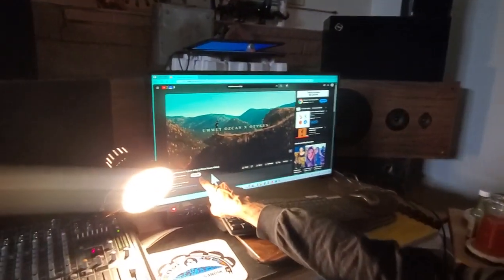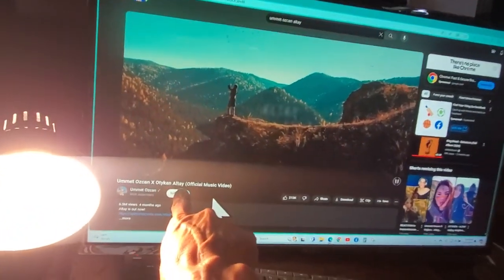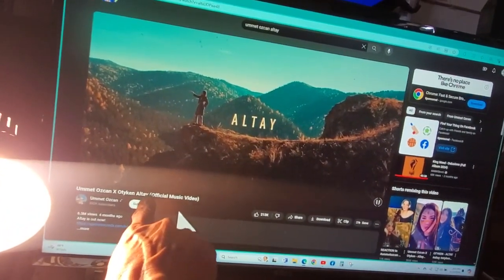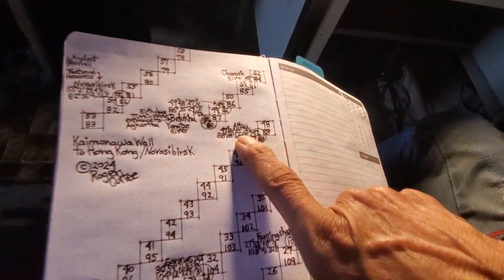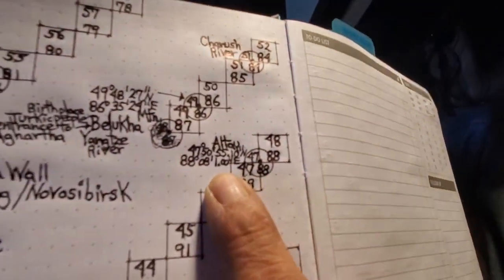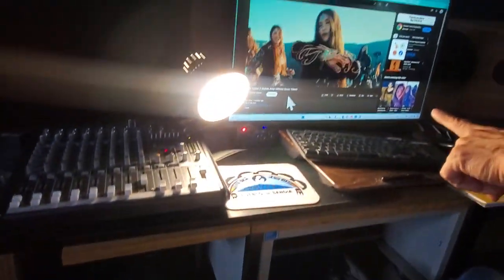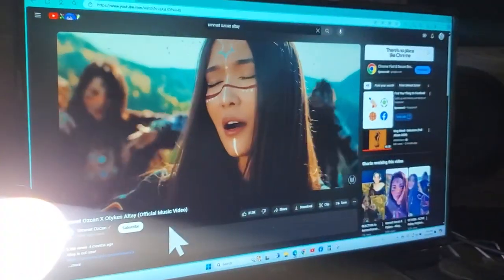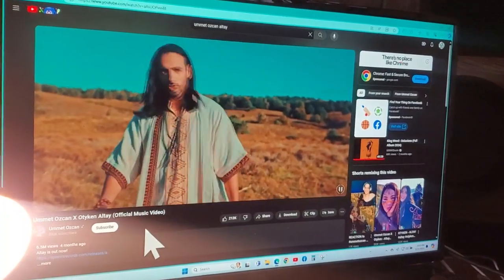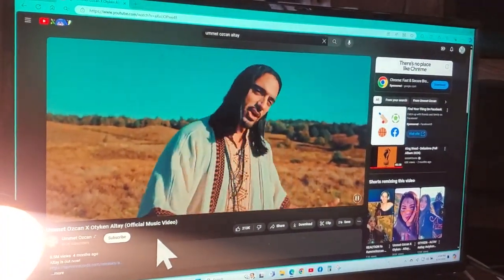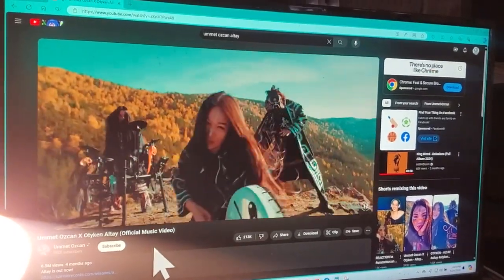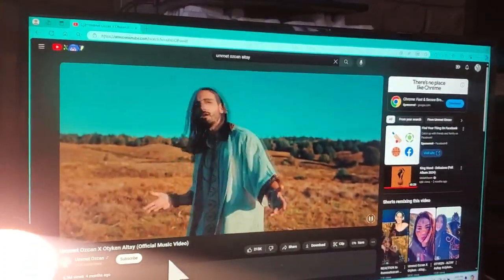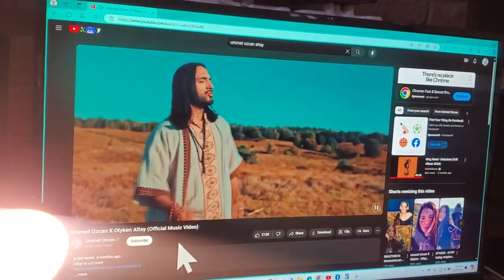Altay. Okay. Over here. So that's where this is. Altay. The same location that... Oh, cool. It's weird seeing pretty modern things tied to this ancient chart. And I guess this must be the location of Altay where they videotaped this, apparently.